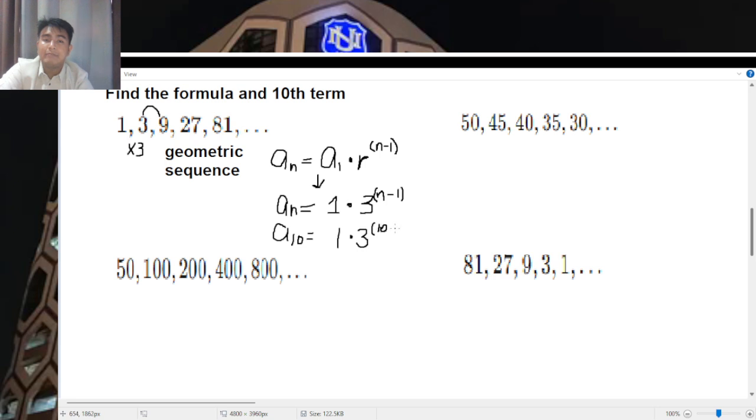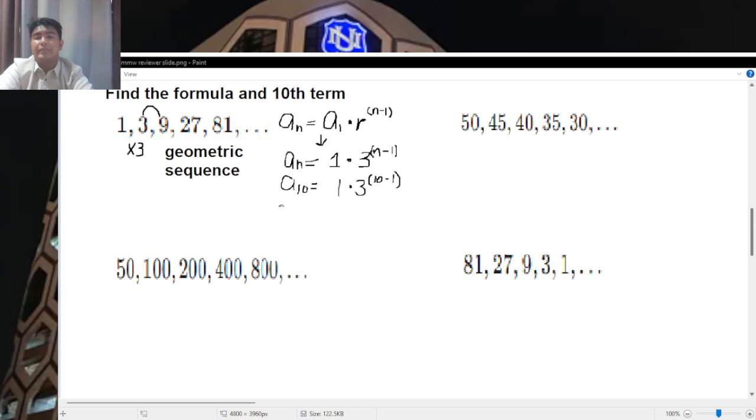10 minus 1. What I just did there was replace n with the number of the term we're looking for. So there you go. So what happens next after this? Okay, I just moved the writings in here to make some space. So I'm gonna compute it right now here.